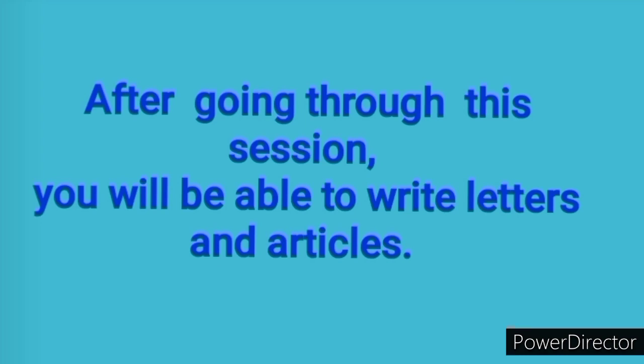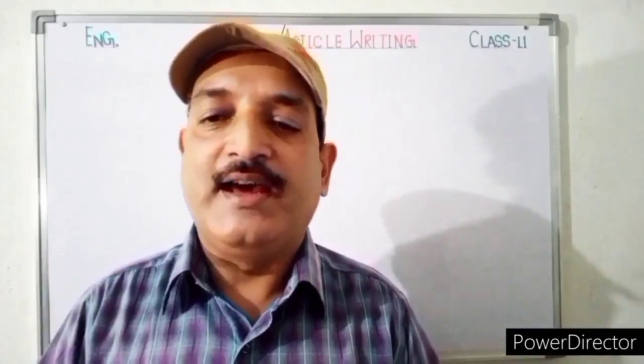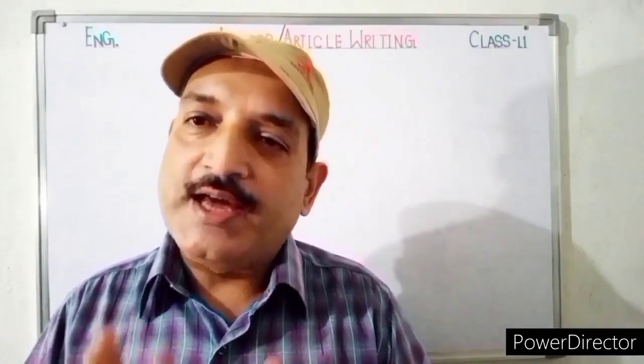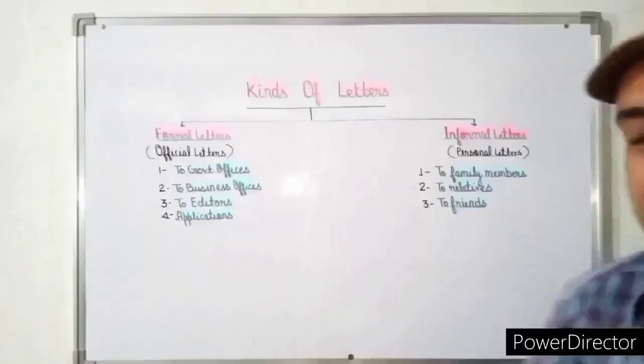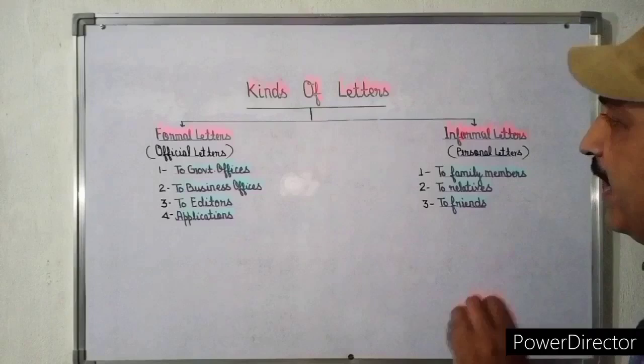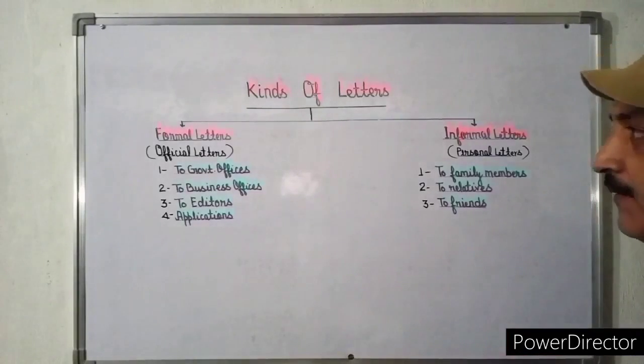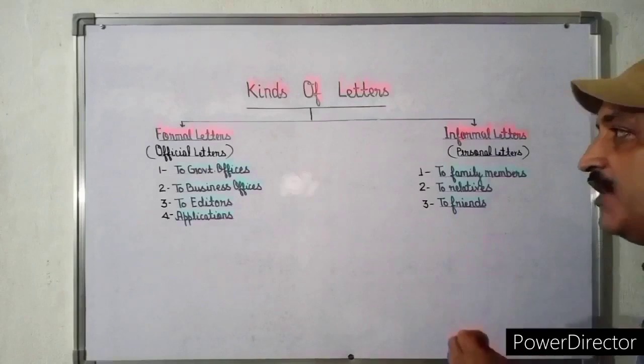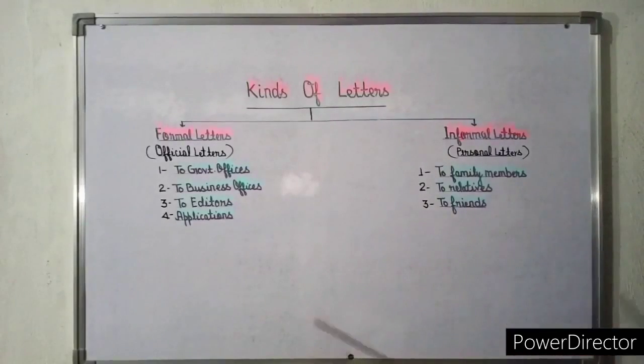Dear students, after going through this session, you will be able to write letters and articles in a proper way. Students, I know that in earlier classes you have learned how to write a letter and an article. So here we will take some standard and modified forms of letter and article. Therefore students, let us start with the kinds of letters. Dear students, look at the board. In earlier classes, means in 10th class, we have learned how to write a letter. So here only a short revision is sufficient. We will take only a short revision.